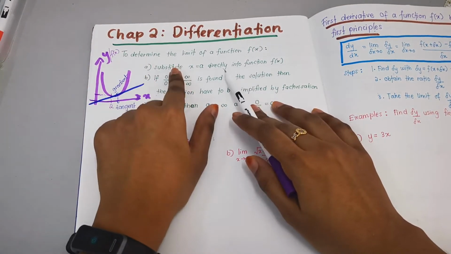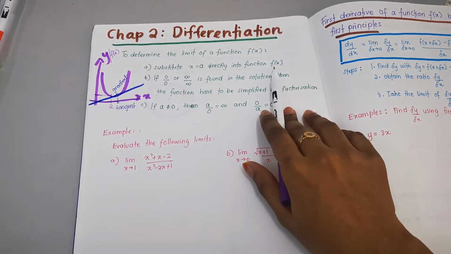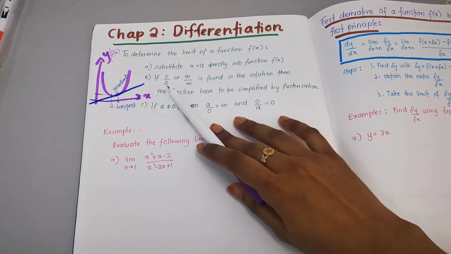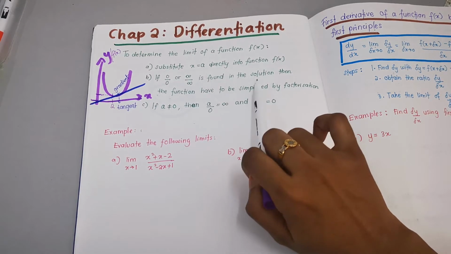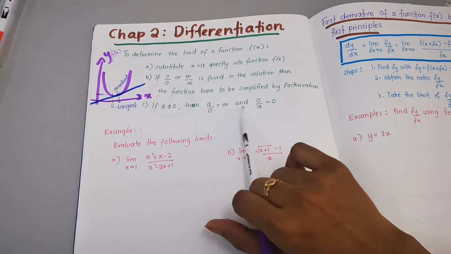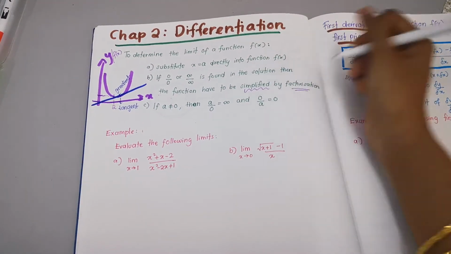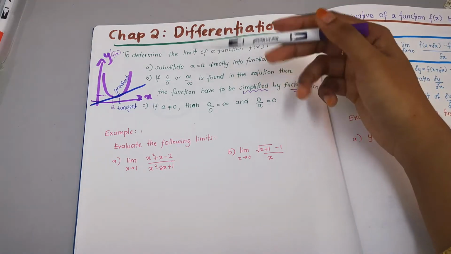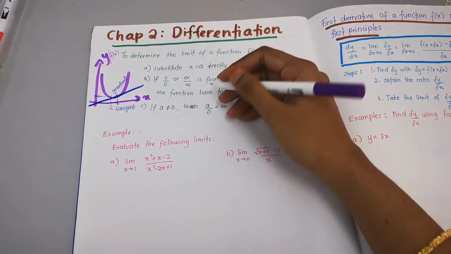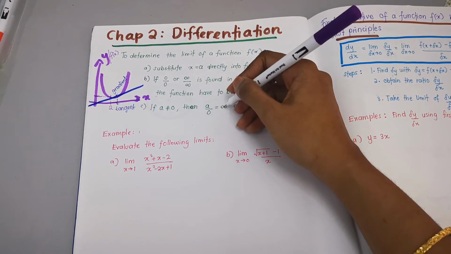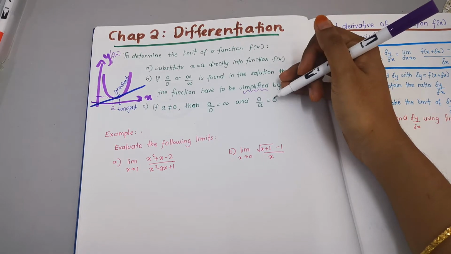I'll read through. First, substitute x equals 8 directly into the function. Second, if 0 over 0 or infinity over infinity is found in the solution, then the function has to be simplified by factorization. Third, if a is not equal to 0, that means a is a number. Let's say this is number over 0, then it's infinity. If it's 0 over a number, then it's 0.